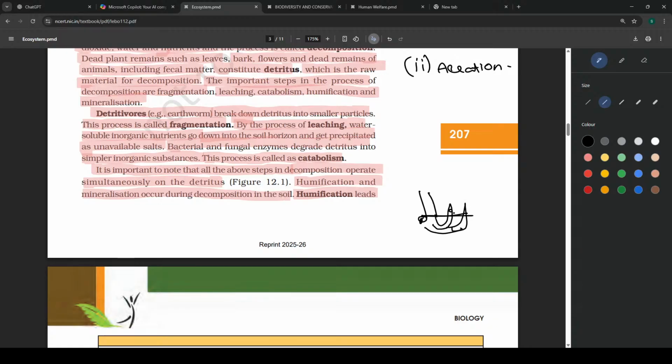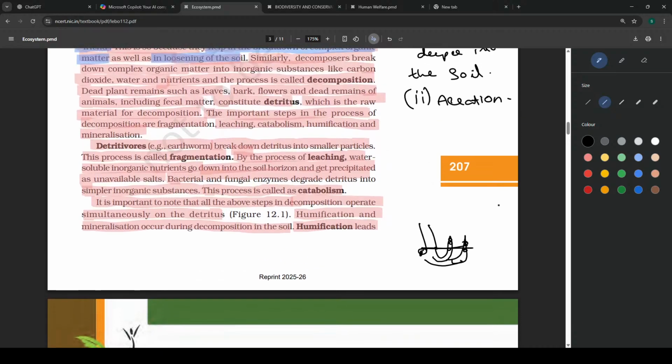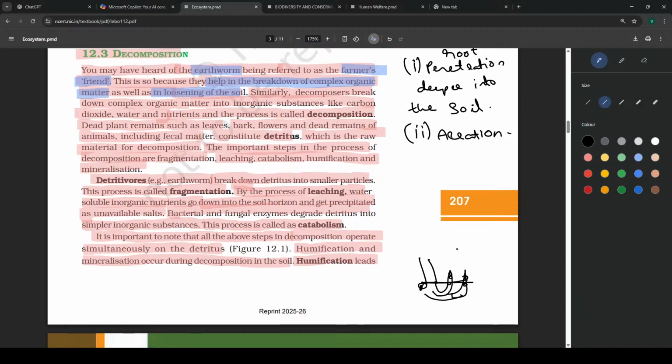We have already seen pneumatophores. They will have holes in the roots which will help in gas exchange. This is a special adaptation of Rhizophora, which is not in this chapter, but I mentioned it for some reason.